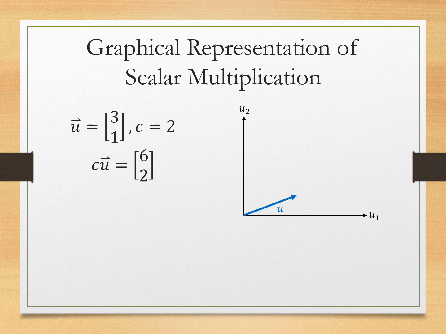Graphical representation of scalar multiplication. Multiply a vector by a certain number and you scale it up or down. So what you're doing is stretching the vector along the same direction, right? In this case, you're multiplying the vector by 2, so the vector has lengthened along the same direction. If you have a number smaller than 2, then it will be shorter. If you have a negative number, then it will go the other direction, but it would be along the same line.